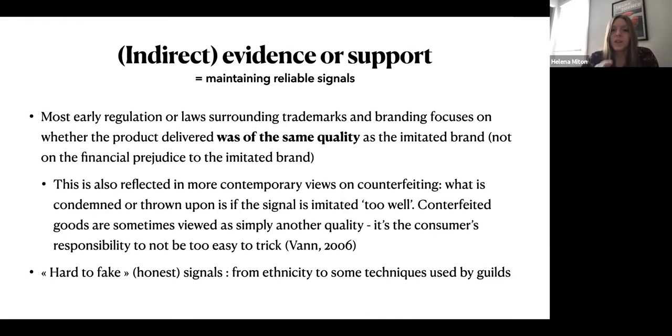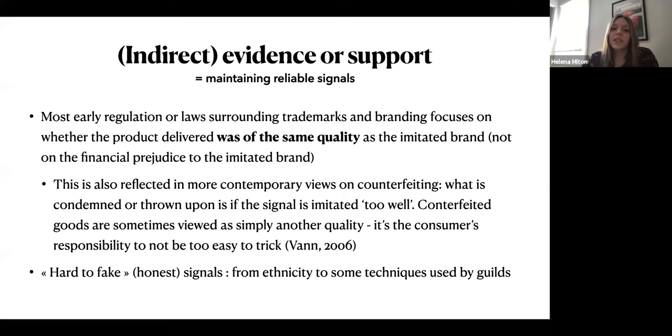And I have a bit of indirect evidence or support to offer, especially for the what to trust practices, and the idea that they're really aiming at maintaining reliable signals. So most early regulation or laws surrounding trademarks and branding actually focused on whether the product delivered was of the same quality as the imitated brand, and not at all on what could have been the financial prejudice to the imitated brand. So in that sense, they're really aiming at preserving the relationship between a signal and quality rather than anything else.